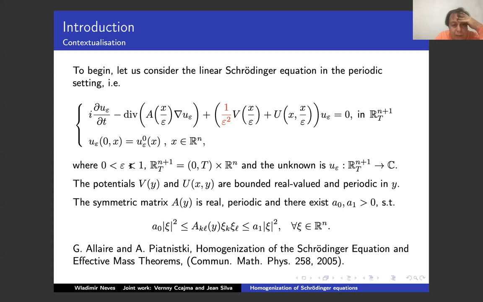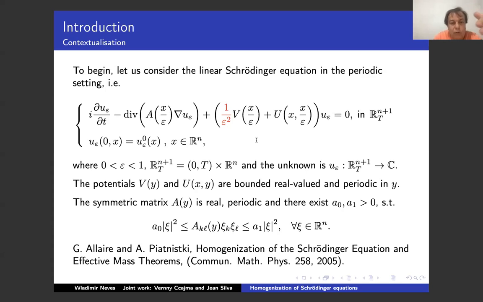Epsilon is a fixed parameter between 0 and 1. U epsilon is the only unknown, a complex valued function. The potentials V and U here are assumed periodic, and they are real valued functions. And capital A is also a real symmetric matrix, which is bounded and coercive. Okay, so we start with a matrix which is coercive, but at the end of the homogenization process, this matrix could be no more coercive, which means that some of its eigenvalues could be degenerate. So that's the starting point.